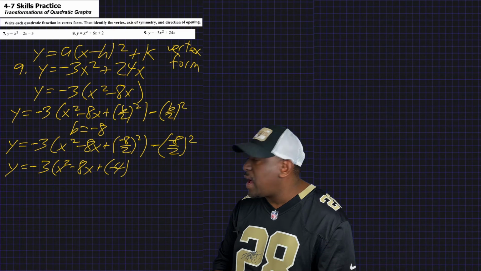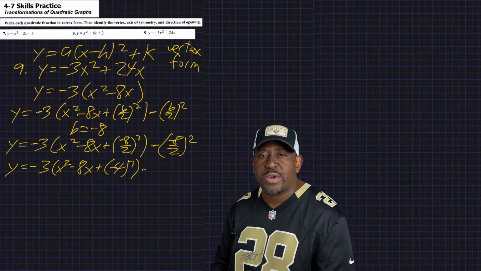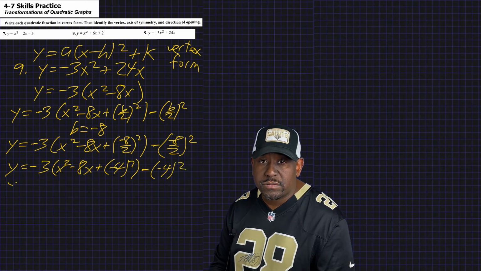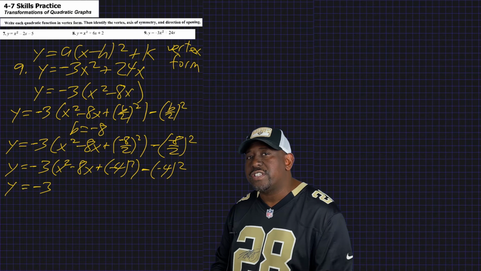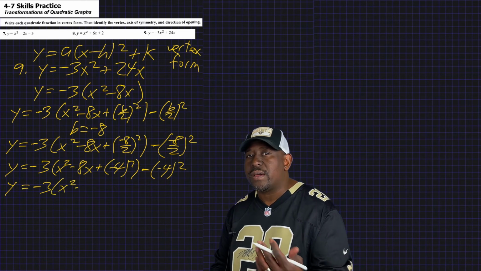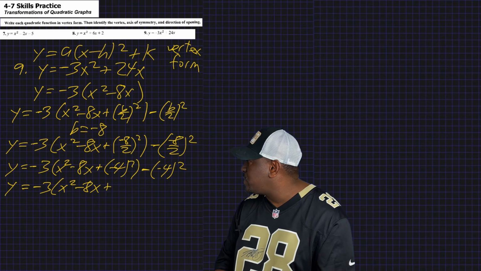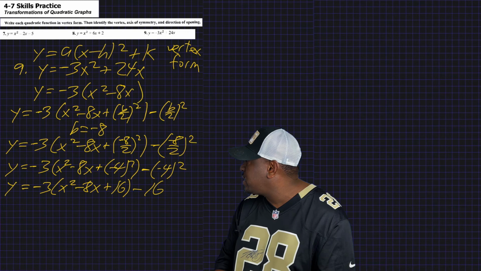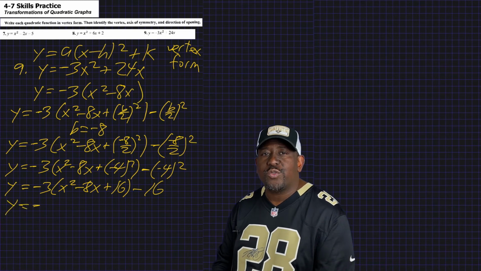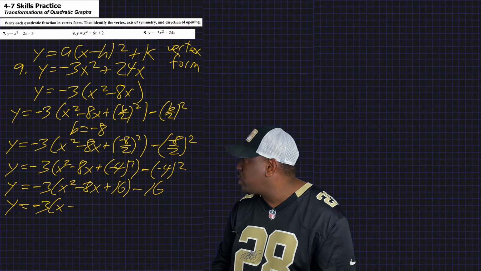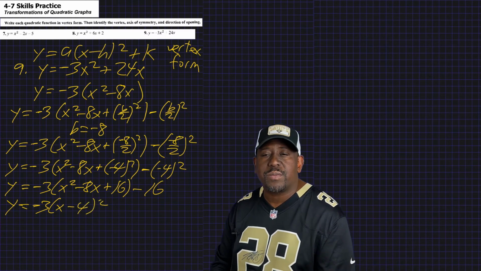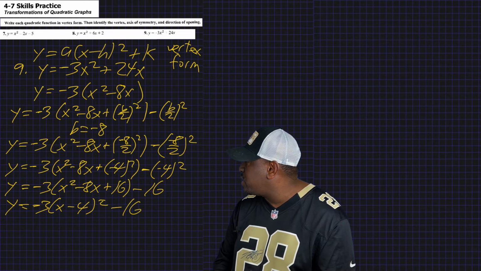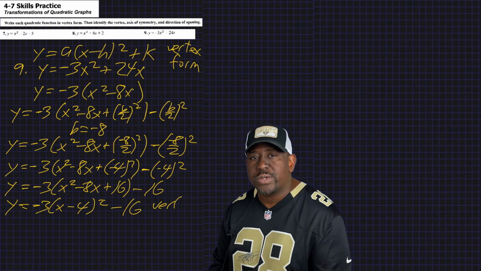So now we simplify. Negative 8 over 2 is negative 4, squared. On the right side, we will subtract negative 4 squared. Negative 4 squared is equal to what? Well, we know that's negative 4 times negative 4, which is 16. We substitute that in, so we have negative 3 times (x squared minus 8x plus 16) minus 16. So now we have a binomial square. We can write negative 3 times (x minus 4) squared, which is basically b over 2, and we will put minus 16. Now we have it in what we call vertex form.